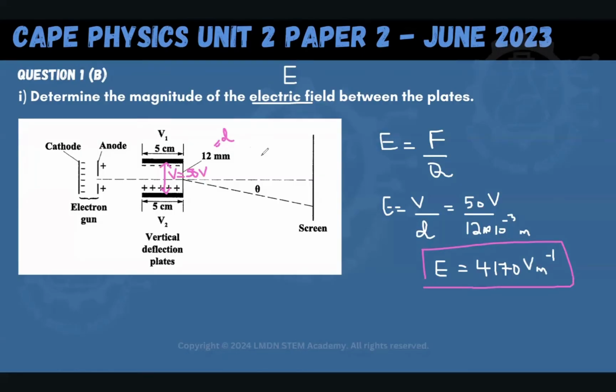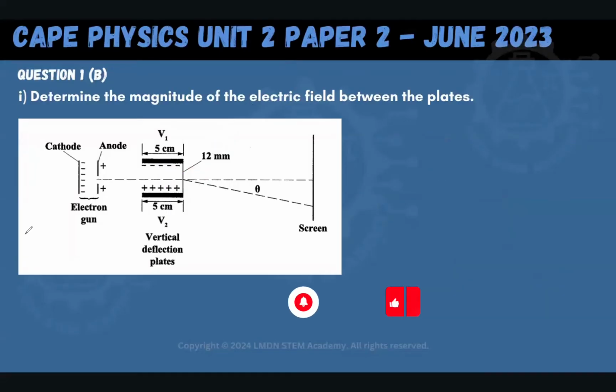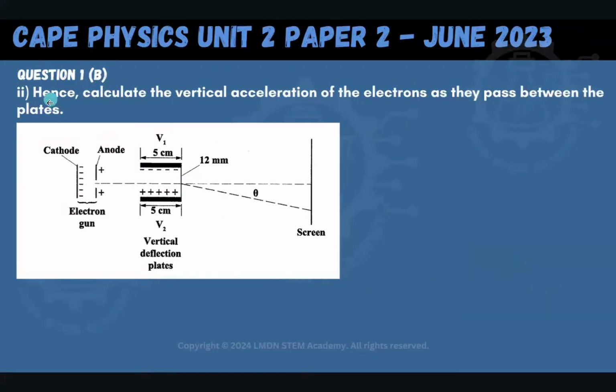Moving along to part 2 here. Part 2 says, hence, in light of the fact that we just got the magnitude of the electric field, we're supposed to now calculate the vertical acceleration of the electrons as they pass through the plate. Remember, these are my field lines. They are going in this direction because it's going from positive to negative.